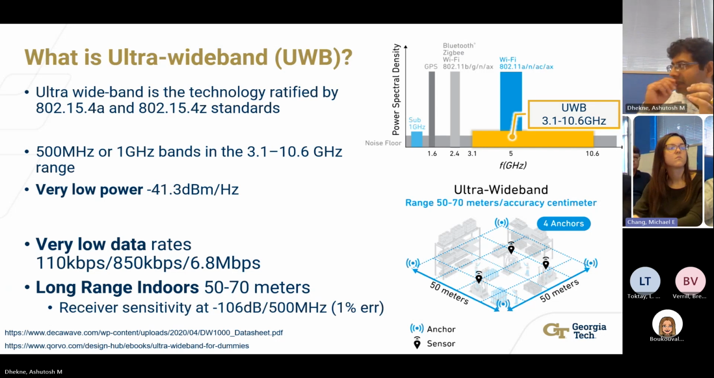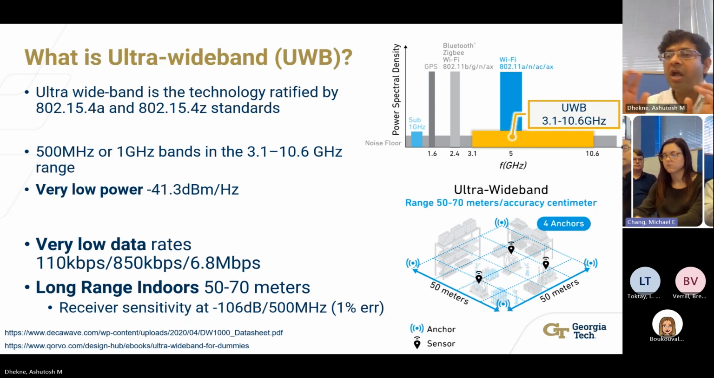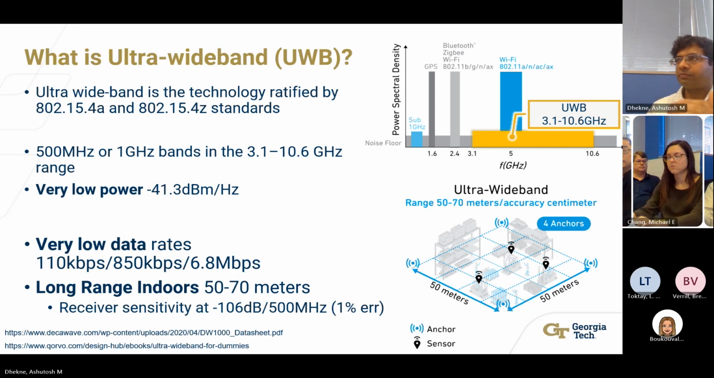Whenever you have signals like these, it will overlap on Wi-Fi and you wouldn't be able to communicate over Wi-Fi. It will overlap on Bluetooth, you wouldn't be able to communicate over Bluetooth, GPS, somewhat similar, right? But you'll have a lot of problems. And therefore, FCC limits the power at which you can transmit the UWB signal.